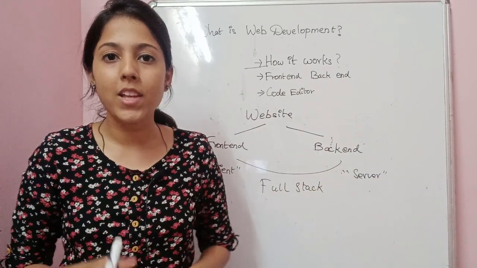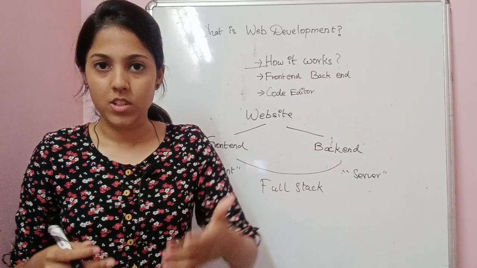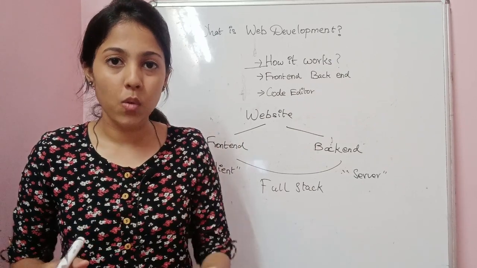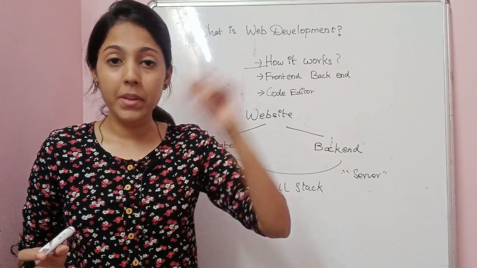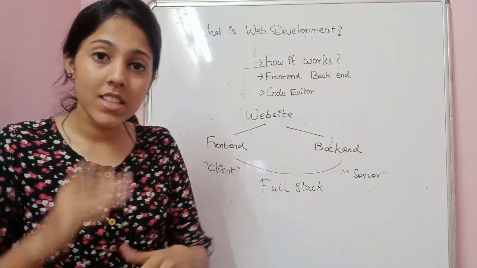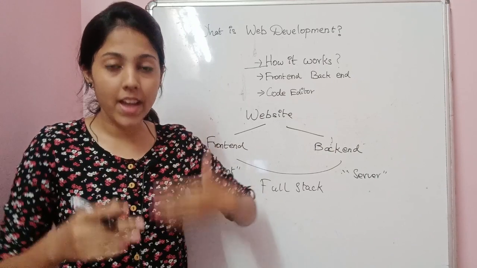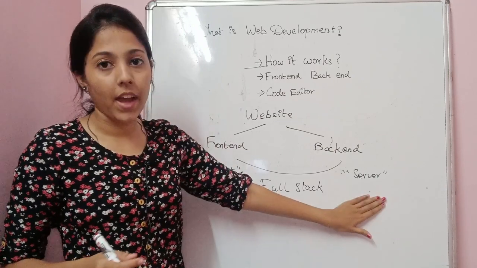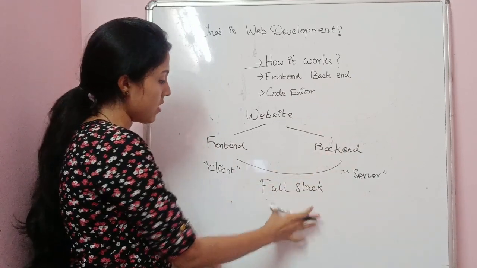For example, in a web page you are seeing a login page, right? In the login page you are adding your mail ID and password, and you will get a message in your mailbox that you have logged in to this website. So these functions that happen at the back side of the website come under back end. This combined is called full stack.